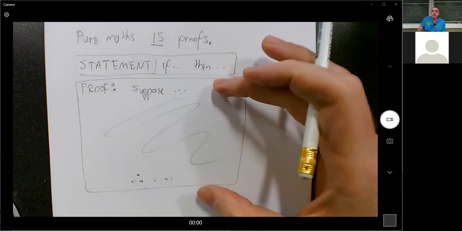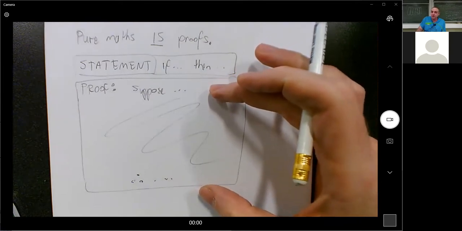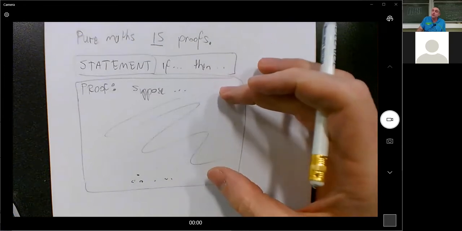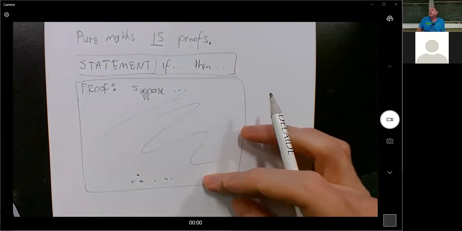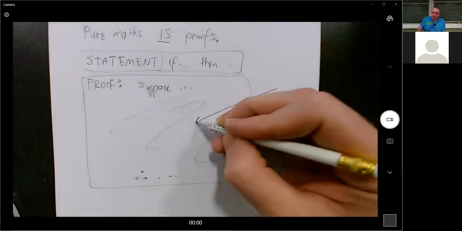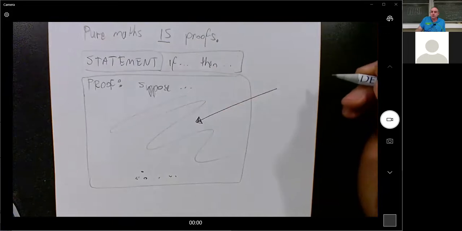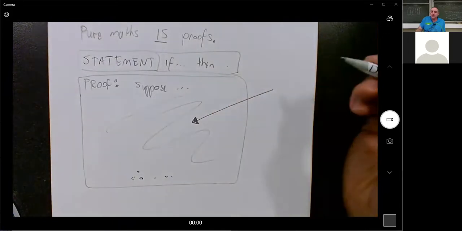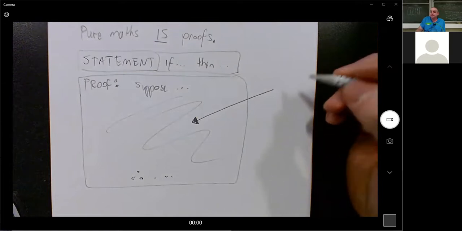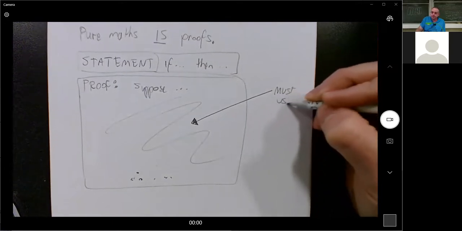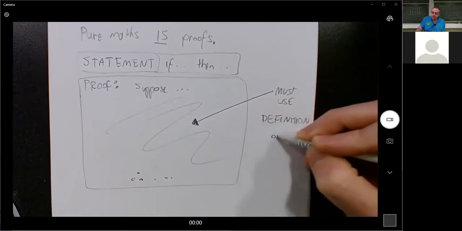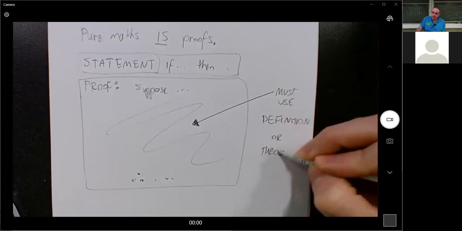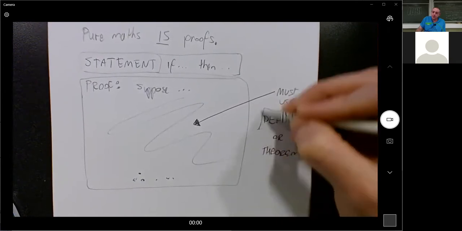And my big advice for proofs, which is the same advice I give for first years, is that one of the most productive things you can do is to write what you think the first line of your proof and the last line of your proof are going to be. It helps you focus on what it is you're trying to achieve. And in here somewhere, you must use either the definition or an earlier theorem. But almost always the definition.